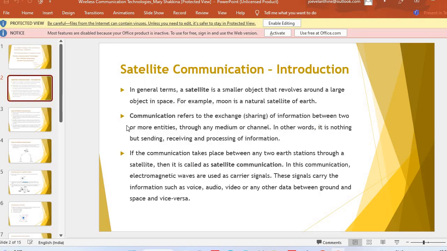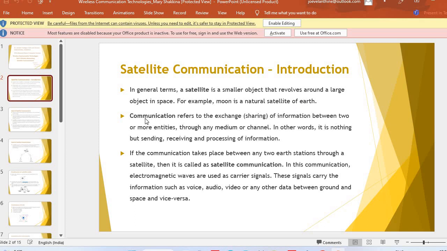First, let's see what is a satellite. In general terms, a satellite is a smaller object that revolves around a larger object like Earth in space. For example, the Moon is a natural satellite of Earth.